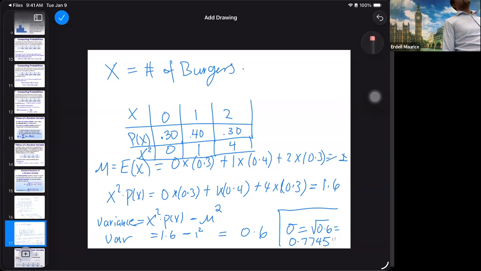You lost me. Okay, so do you remember how we got these numbers right here? We were multiplying, going down the column. Yes? We're doing the same thing, but we're just using the squared numbers instead. So this times this times this, and this times this, and we're adding them up together. So x squared means this row, p of x means this row. So these are the ones we're multiplying together. All right?